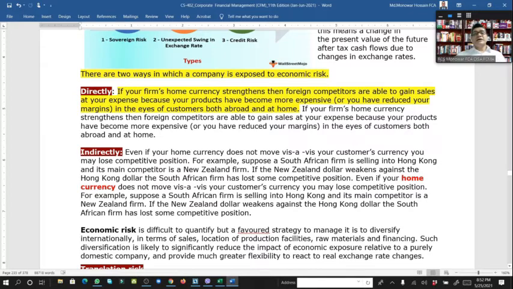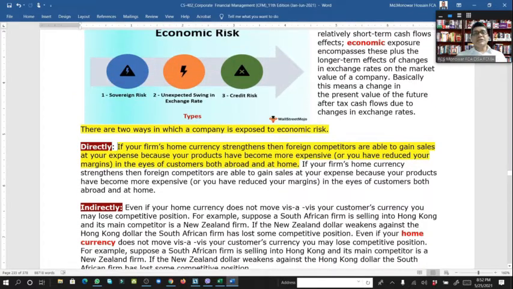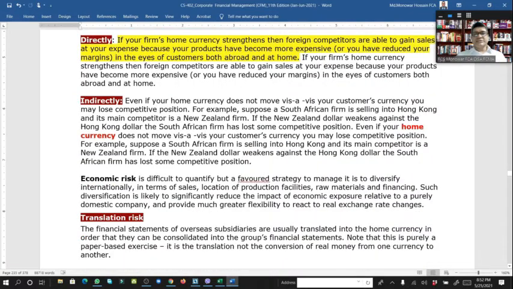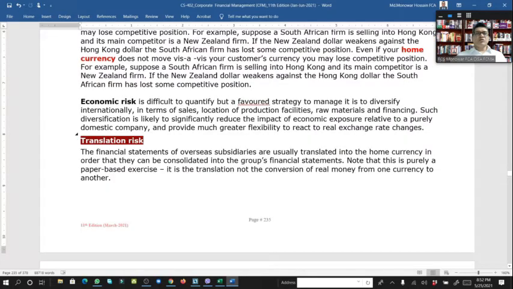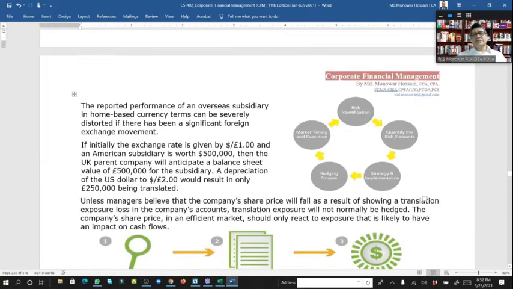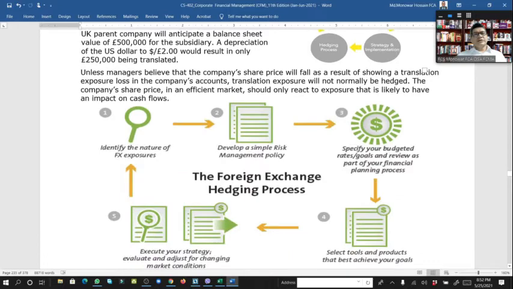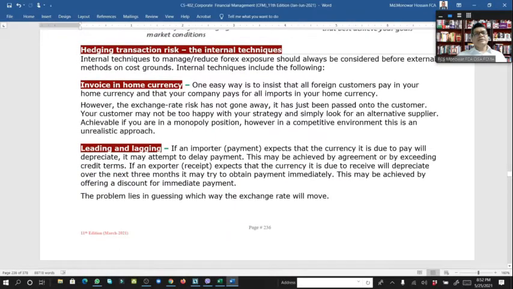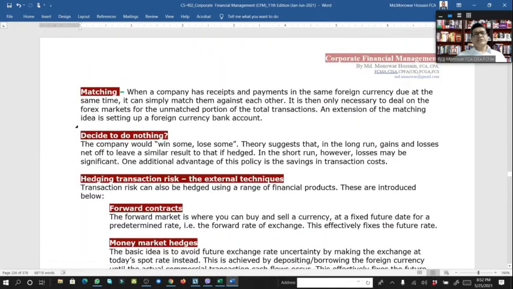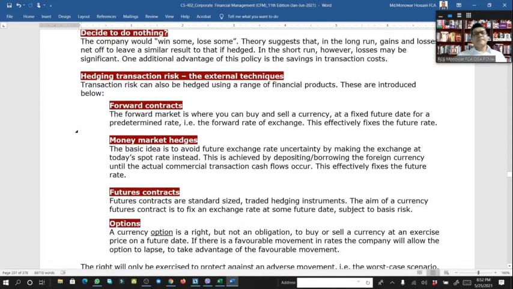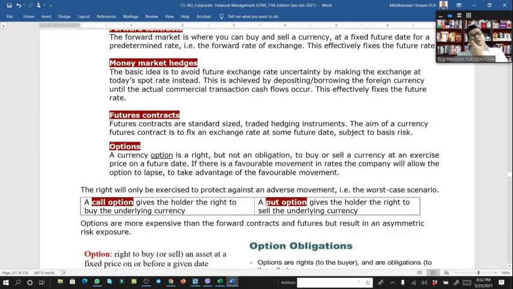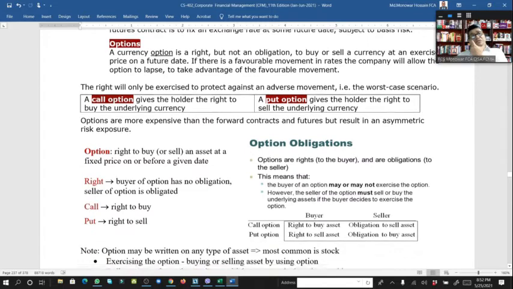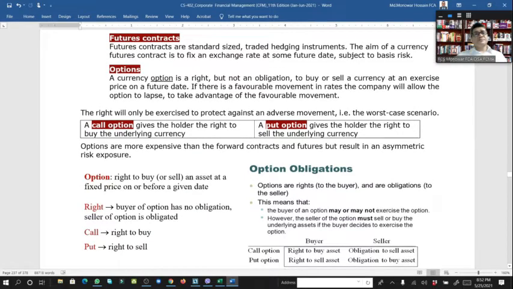Sometimes economic risks also arise indirectly, such as translation risks, and here comes the foreign exchange hedge process. Hedging involves foreign currency leading and lagging, matching, forward contract, money market hedge, future contract, and option. So look here at the option.